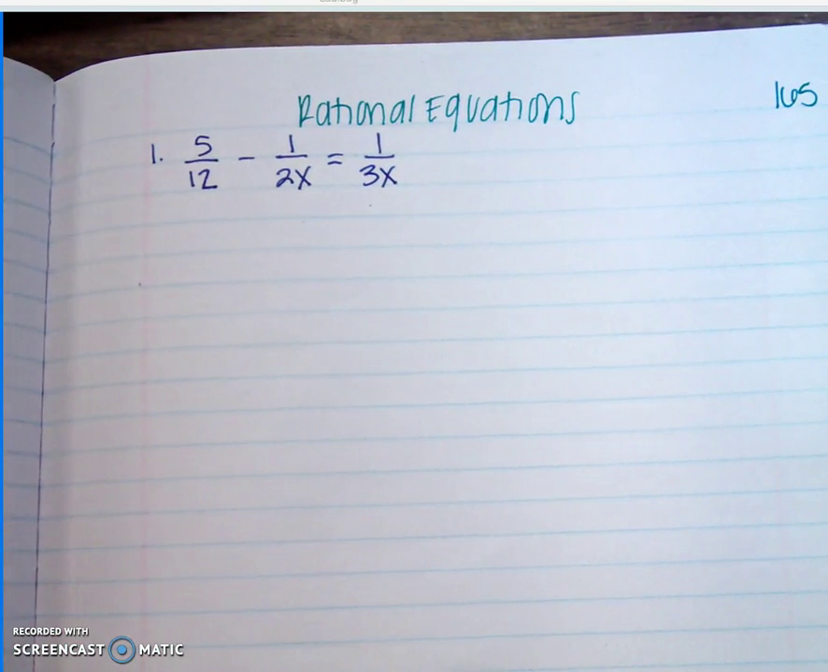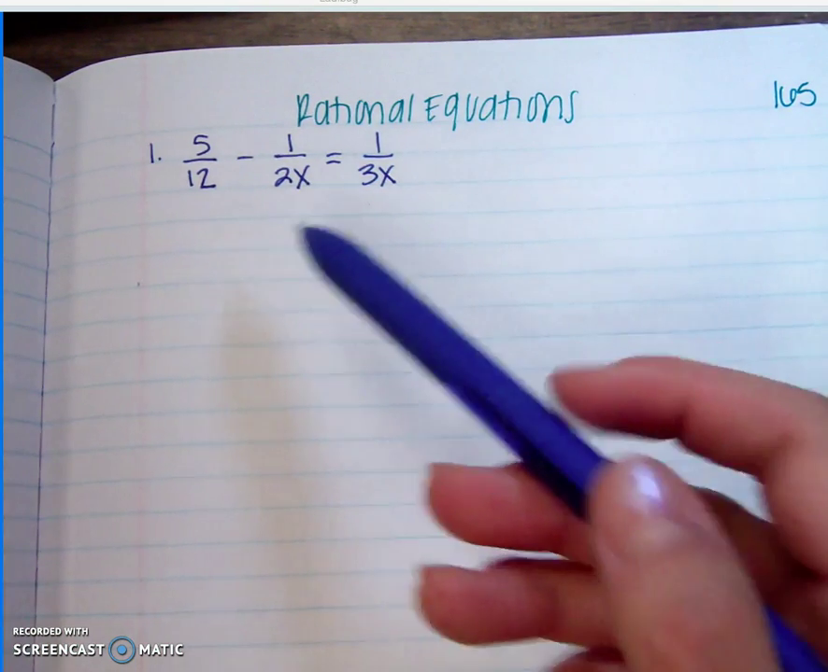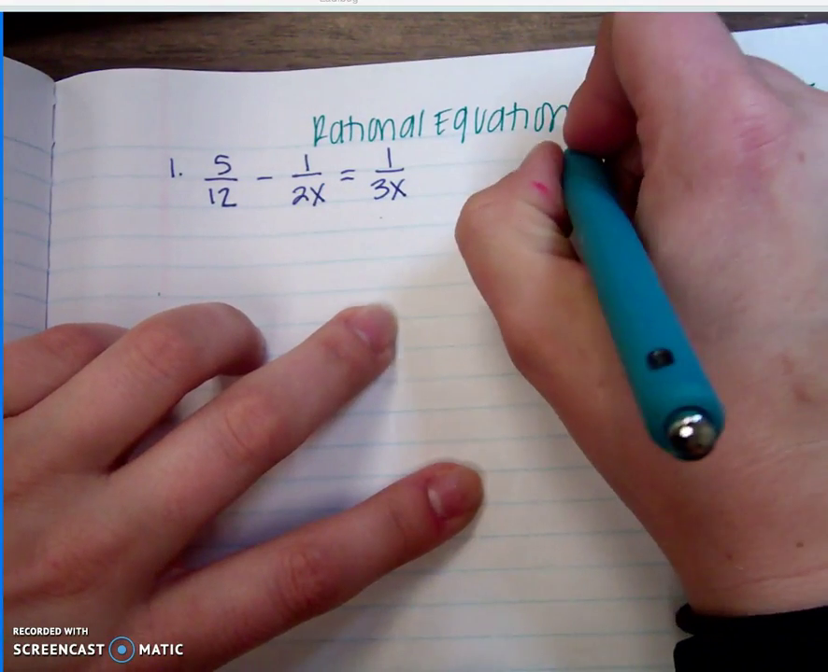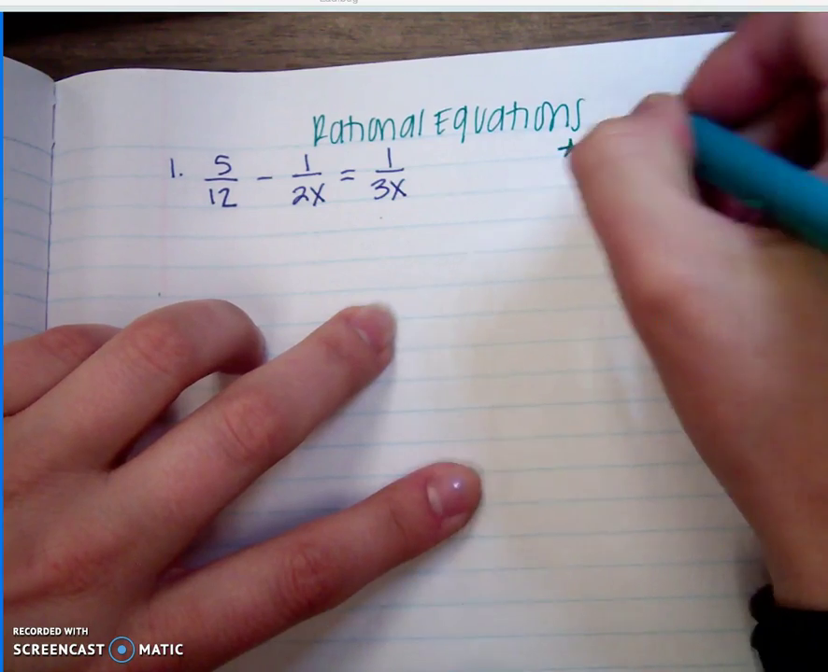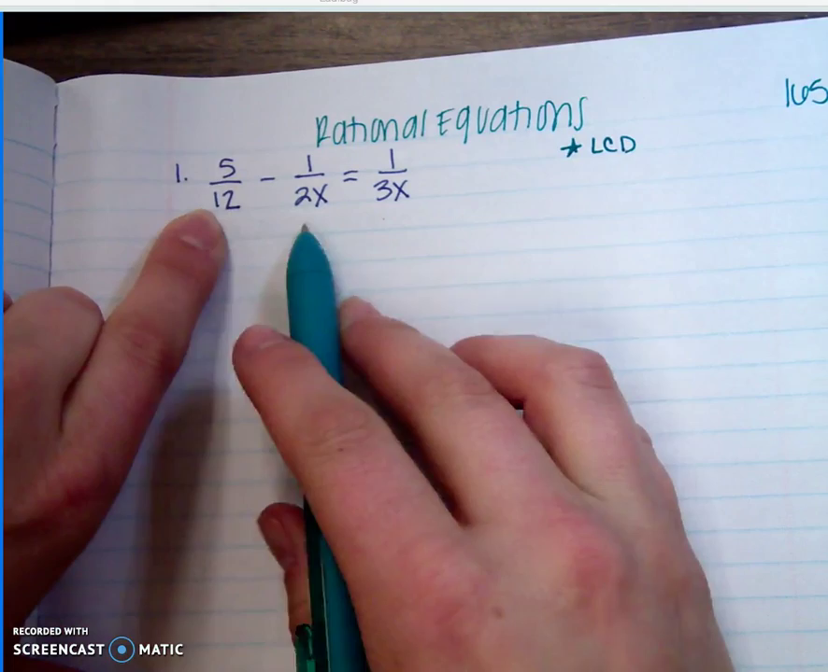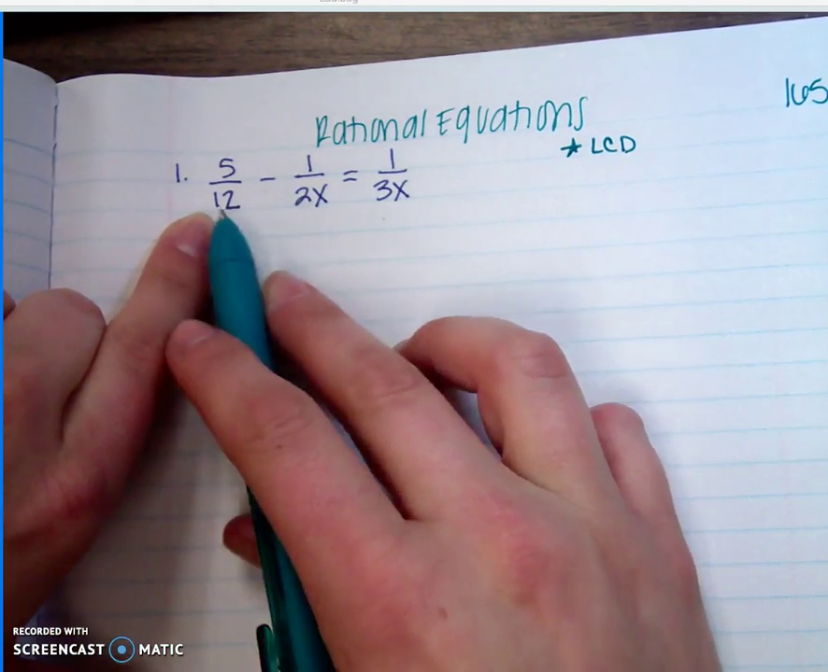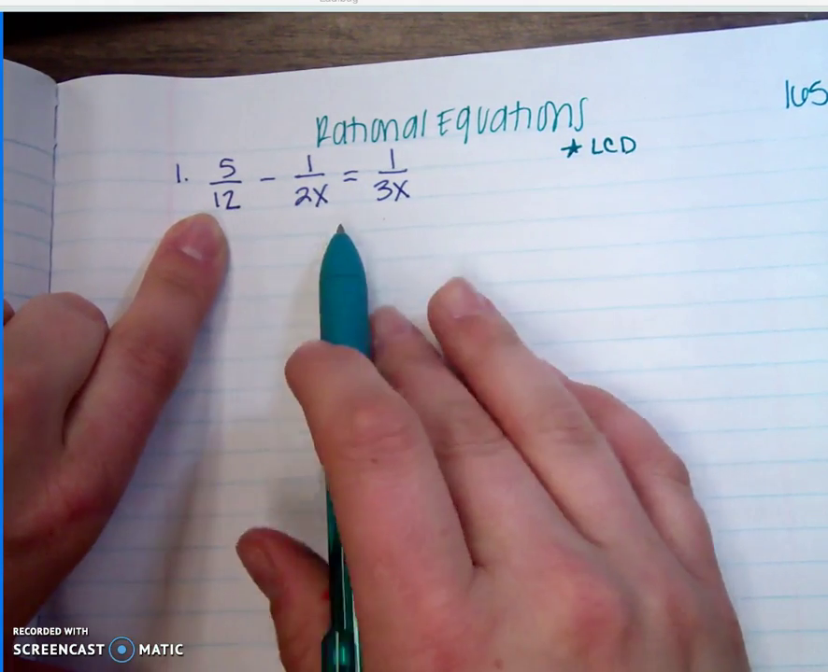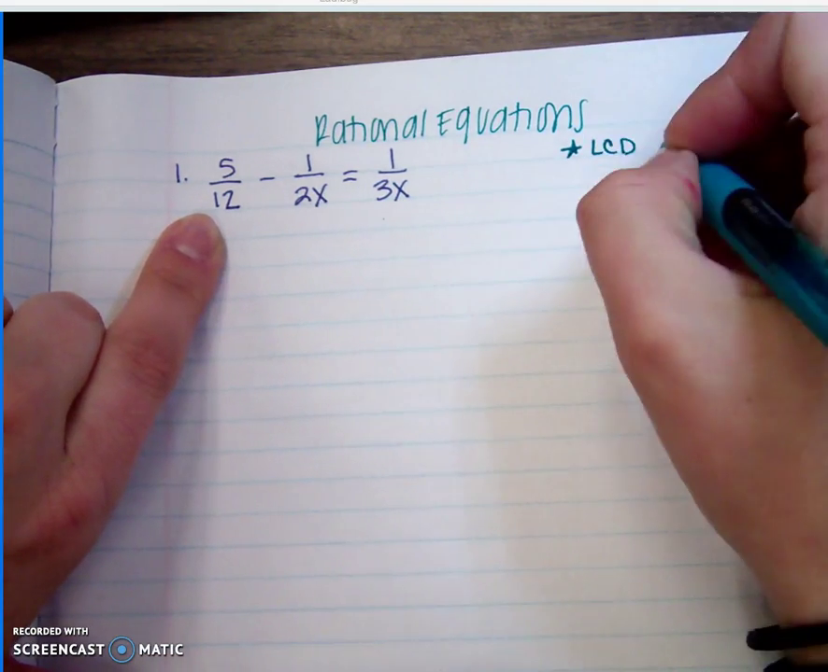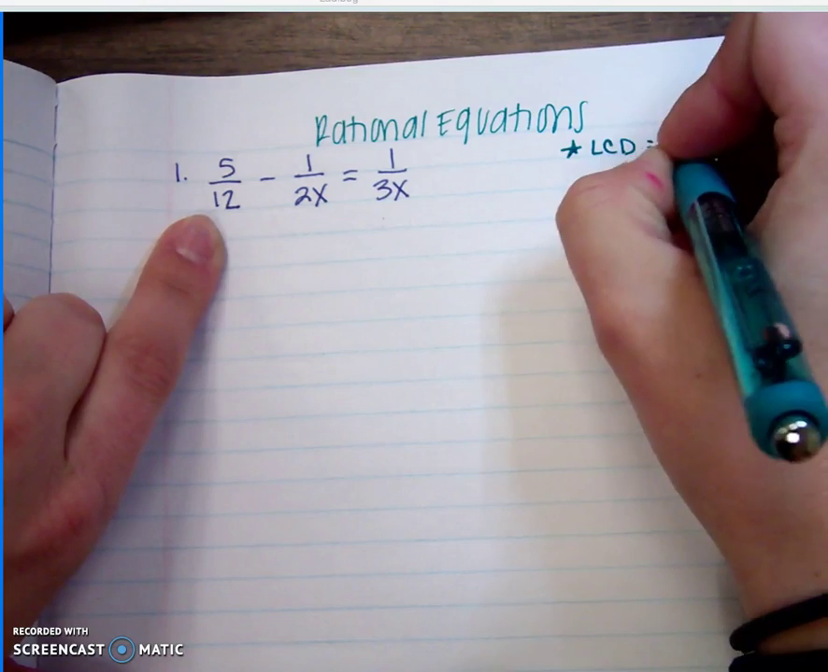The first thing that I'm going to do, because I still have a subtraction thing going on here, is find my LCD, my least common denominator. I've got a 12. That's my largest number. I can make a 2 into a 12 and a 3 into a 12. And I also have x's here, so I'm also going to have to have an x. So my LCD is 12x.